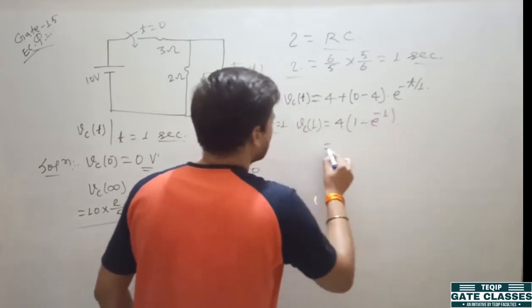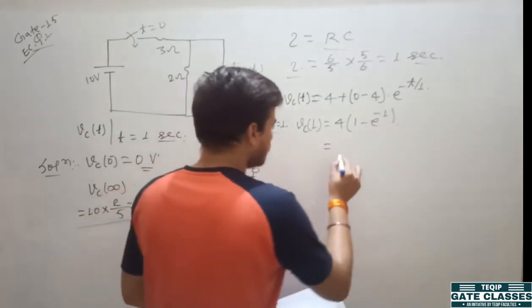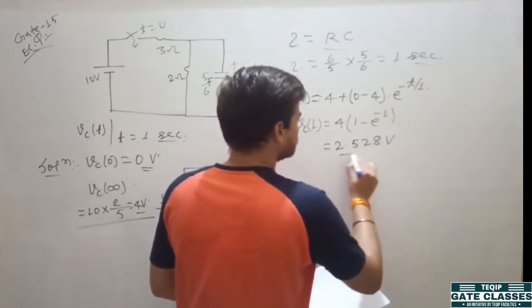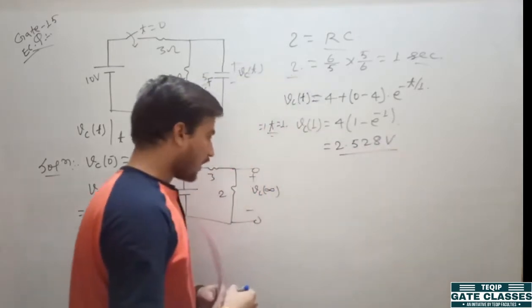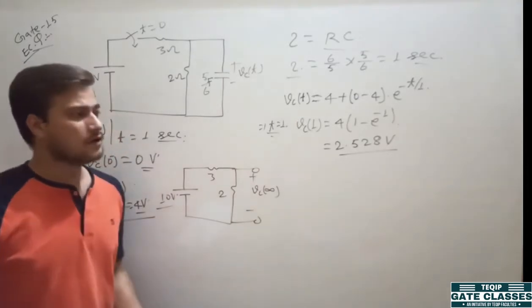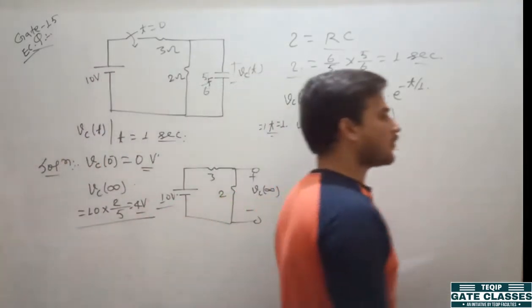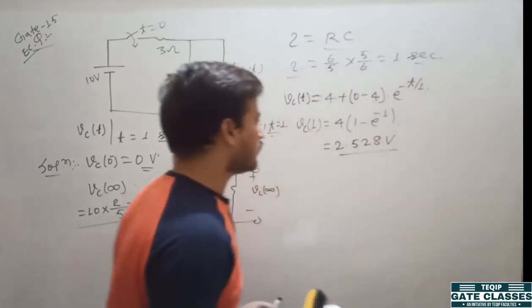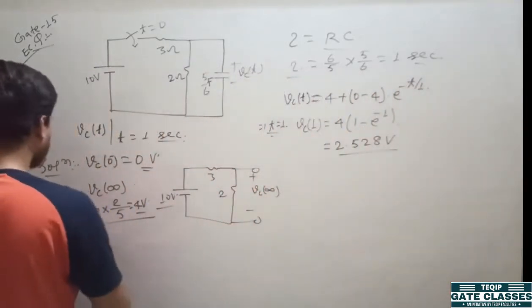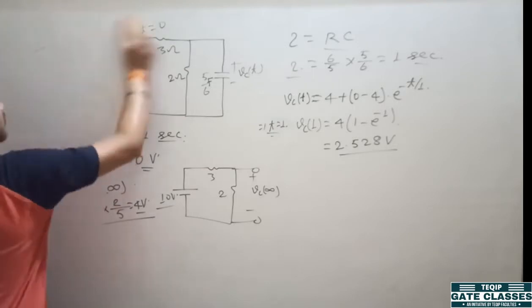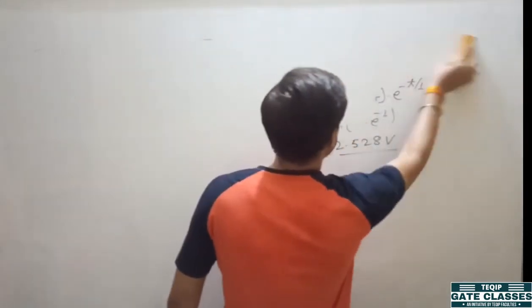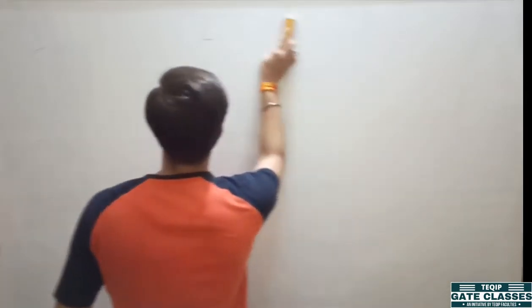So from here you will get its value as 2.528 volt. 2.528 volt will be the value of voltage across the capacitor at t equal to 1 second. Clear? Come to the next question.